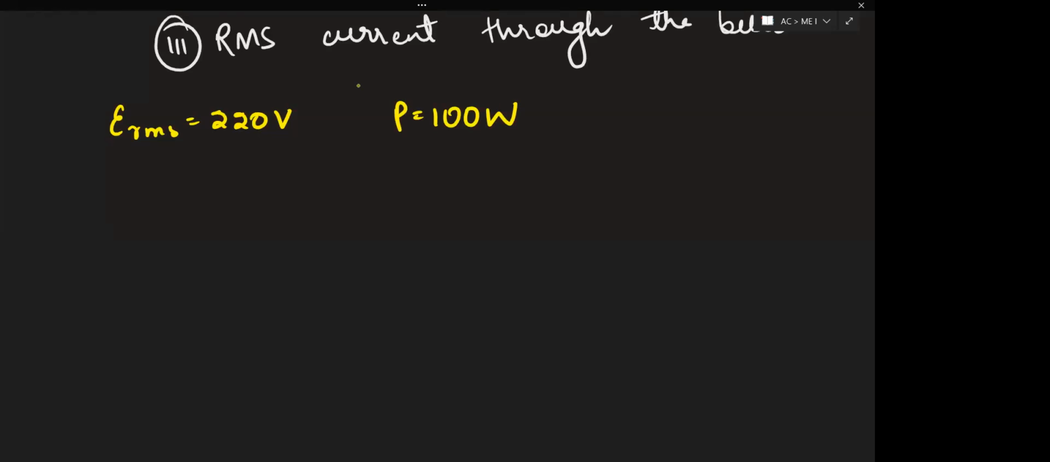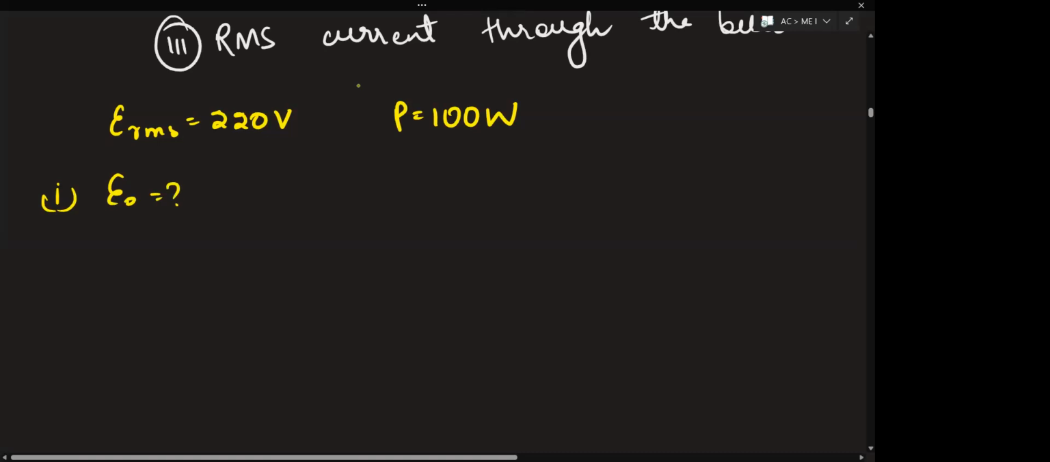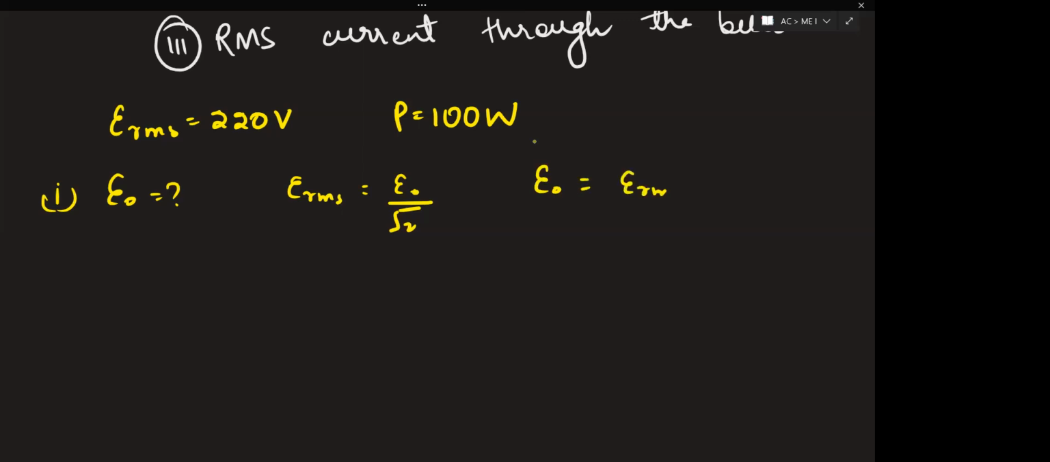The first part is asking peak value of voltage, means E naught has been asked. So how will you get E naught? As Sahal answered in today's class, ERMS can be written as E naught by root 2. So from here, E naught can be written as ERMS multiplied by root 2. So E naught will be 220 root 2 volts. Fine. You can even put the value of root 2 as 1.41, so you will obtain a specific value.